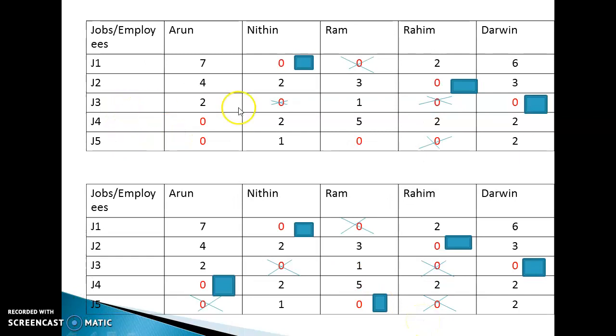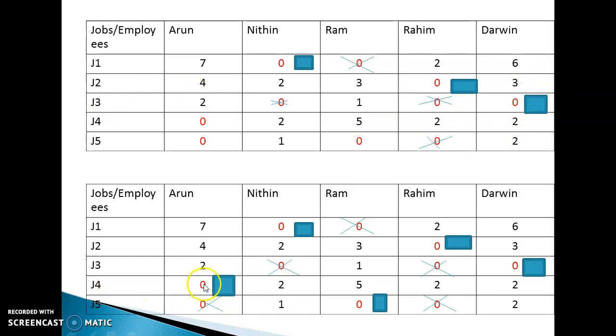Next go to the third row. In the third row again, this is already crossed, this is already crossed. So only one uncrossed 0 is available for third row. That is, just you assign this. But if you see that particular column, you don't have any zeros, so no need of crossing anything. So this job 3 is assigned to Darwin.